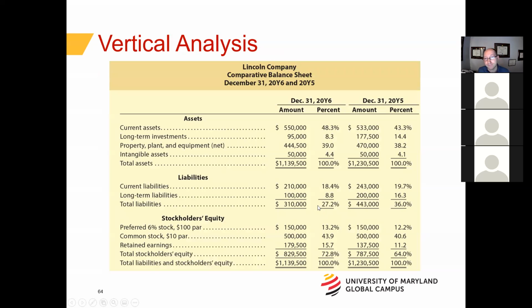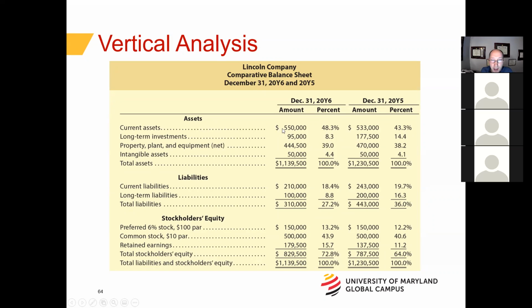So here's how it works. On the balance sheet, we express everything as a percentage of total assets, and we do that for each respective year. So total assets is 100%. Current assets is 48.3%, long-term investments 8.3%, property, plant, and equipment 39%, intangible assets 4.4%. Okay, how do we figure that out, you might be asking? Well, it's very simple.